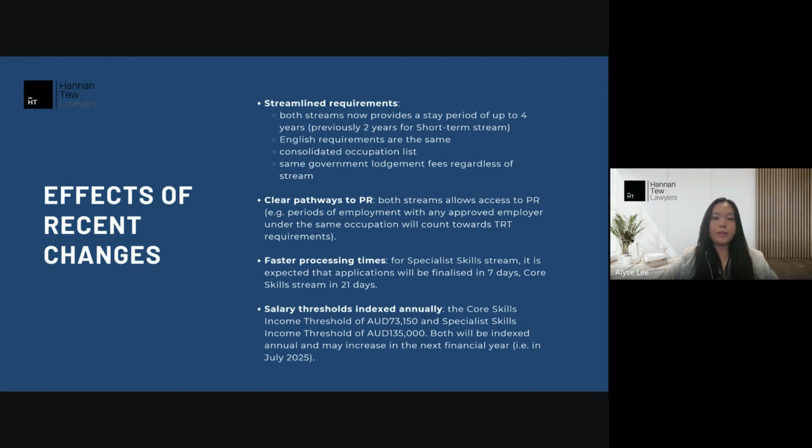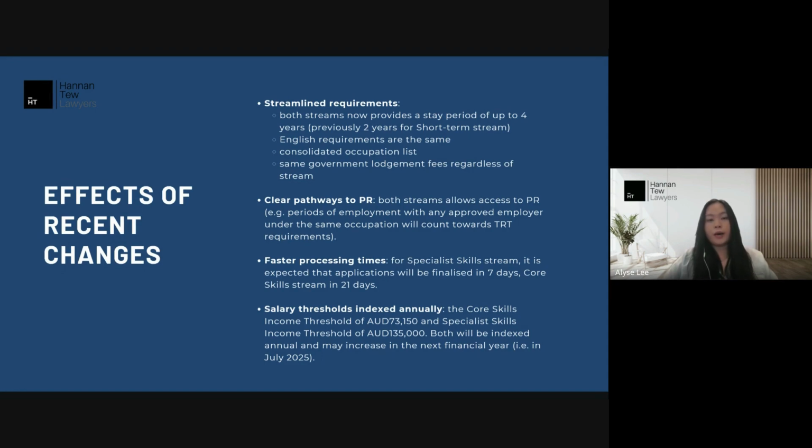The English requirements are now the same for both streams, so applicants will need to show a vocational level of English. There is also now a consolidated occupation list. Previously, there were 2 different lists that we would have to refer to, and now the government lodgement fees are also the same, regardless of the stream that you're applying under.